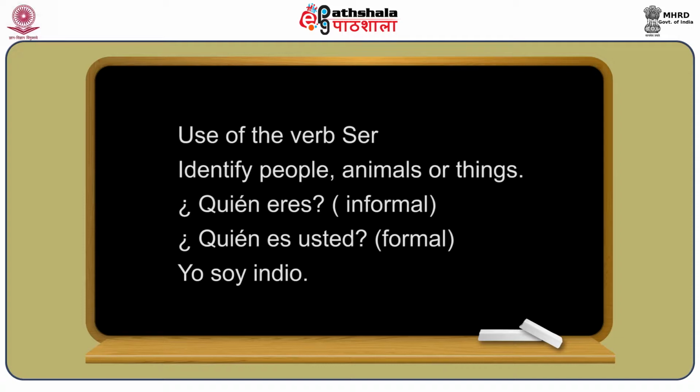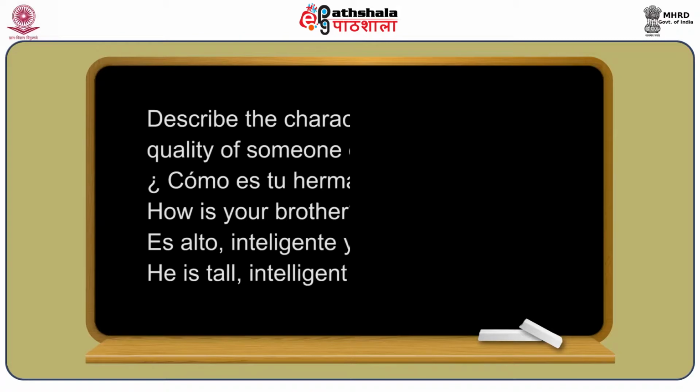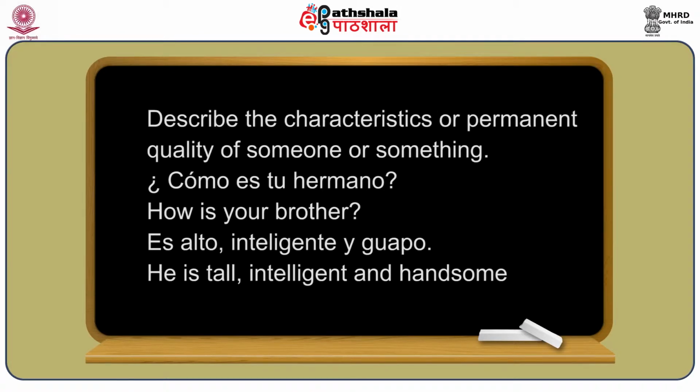For example, here I can say yo soy indio, meaning I am an Indian. So ser is used to identify people, animals, or things. Now it is also used to describe the characteristics or permanent quality of someone or something, as we just mentioned before. For example, ¿Cómo es tu hermano? How is your brother? So here we are using the form of ser, and that's why we are not asking how he is feeling now, but we are asking about his permanent quality or characteristics.